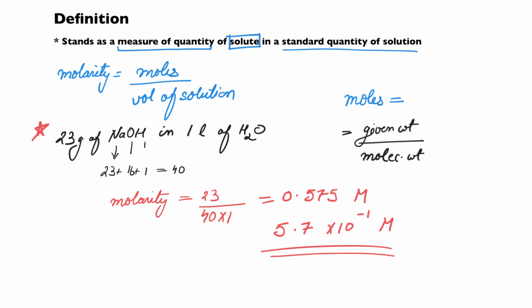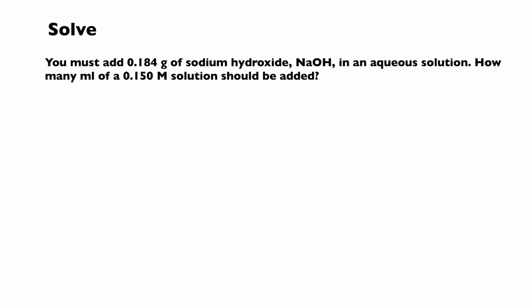Let's solve one more problem so that we get a hang of it. Now, you must add 0.184 gram of sodium hydroxide, that is NaOH. Again, I think you remember we just calculated the molecular weight, so let me write it right here: 40 grams in an aqueous solution. How many ml of 0.150 molar solution should be added?